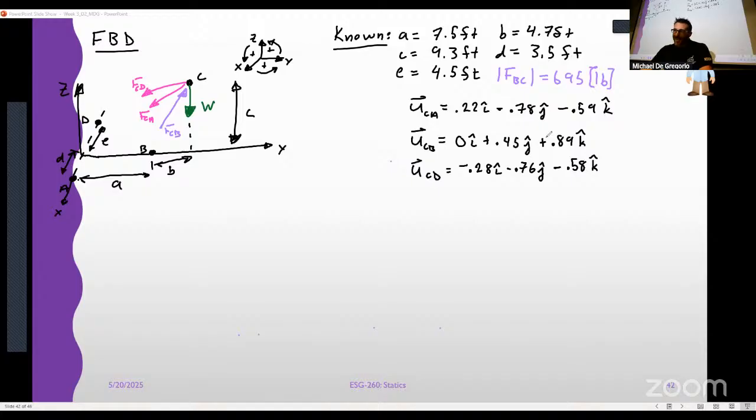W is still acting directly in the K direction, right? But we just don't know what W is. So we have to solve for it. We also don't know what FCD and FCA are because the last time when we just solved this, we had 265 pounds instead of 695. So that's going to change the tensions in the cables as well, right? So we still have three unknowns. We're still going to have to do a similar amount of equations.